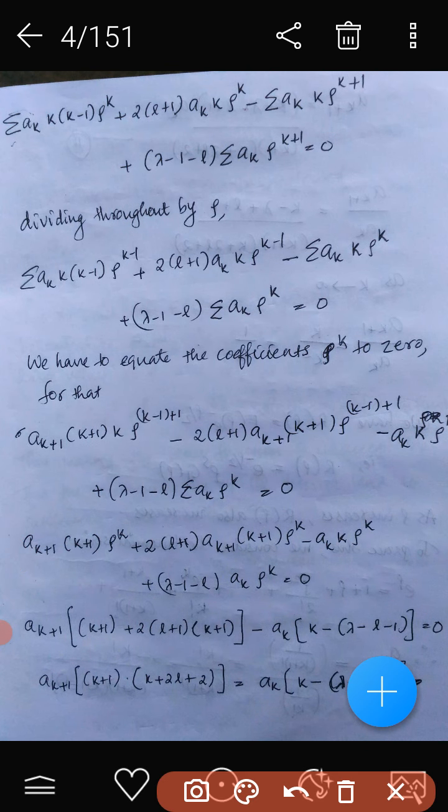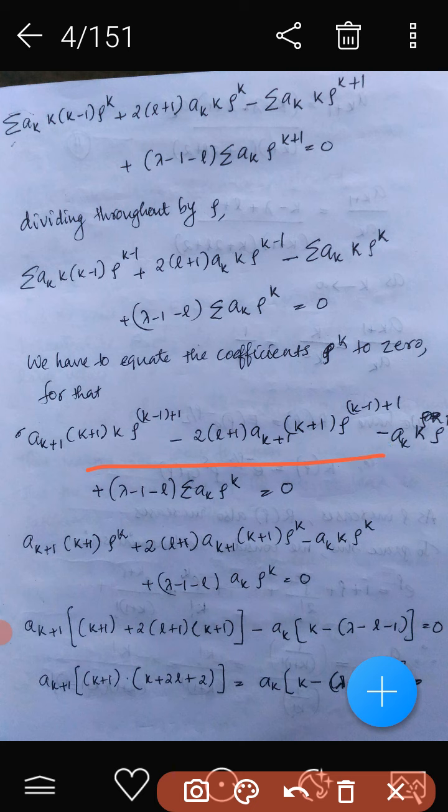I just rearrange and divide throughout by rho. Then I will get this equation. We have to equate the coefficient of rho to the power k to 0. For that, I'm finding the rho. Here it is rho to the power k minus 1, and here also rho to the power k minus 1. So in order to make it rho to the power k, just add plus 1. So here k becomes k plus 1.